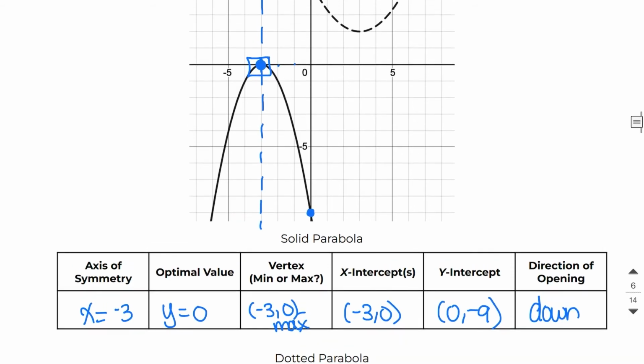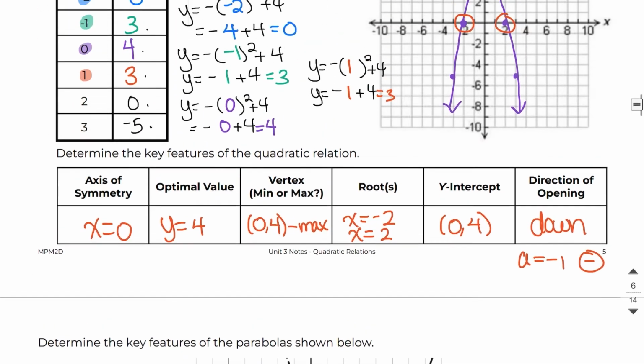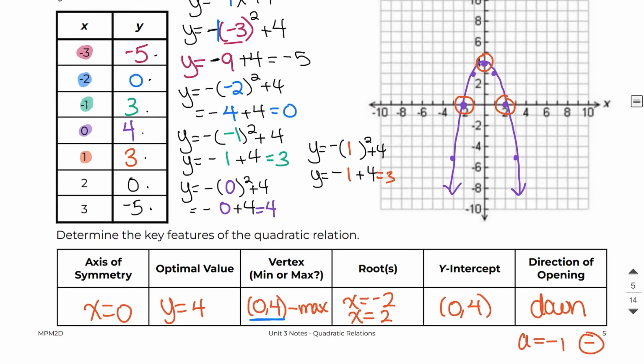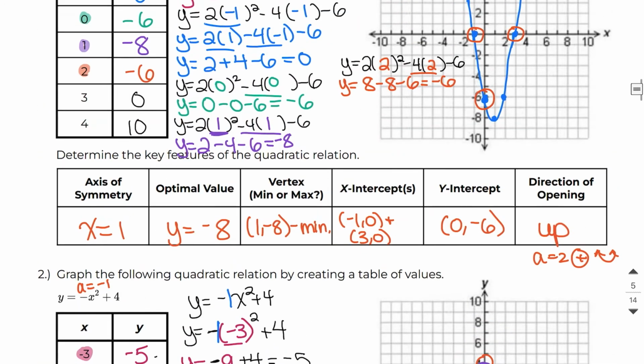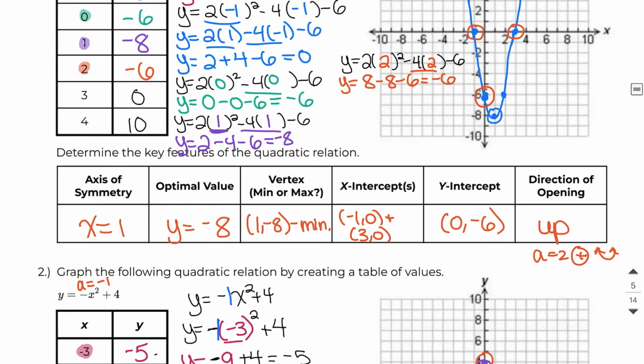Okay. Quick note also, the vertex could also occur on the y-intercept as well. So for example, if you look right here, the vertex here happened on the y-intercept. So sometimes it'll be a completely separate point, like over here, where the vertex is completely separate from the x-intercept and the y-intercept. Sometimes it could be the exact same thing.